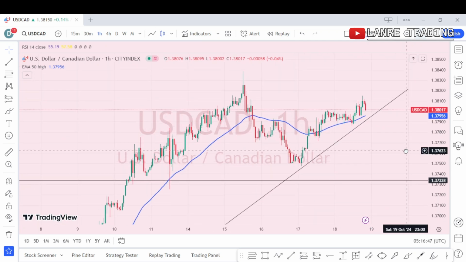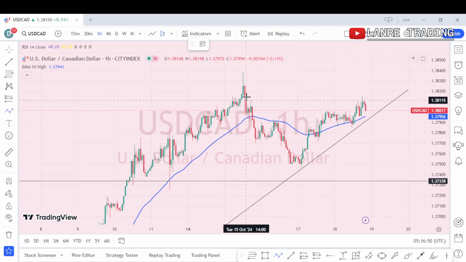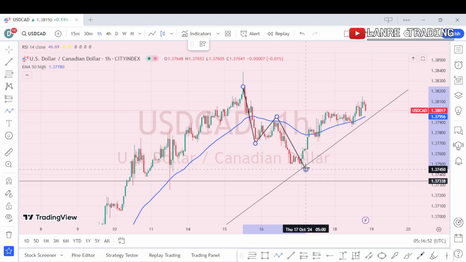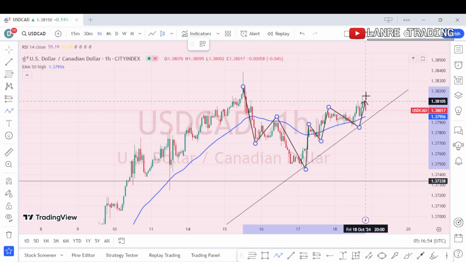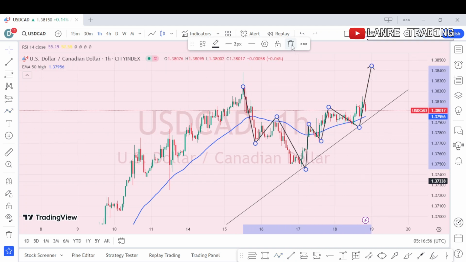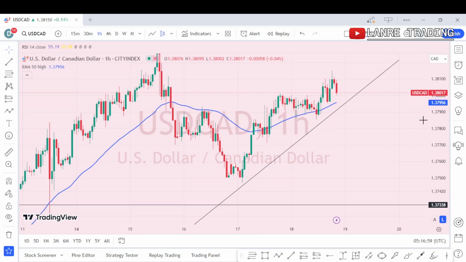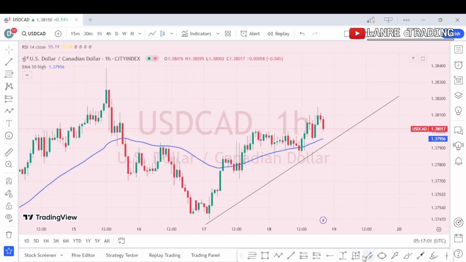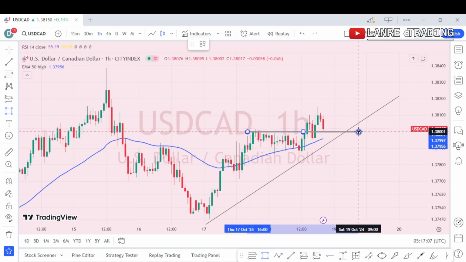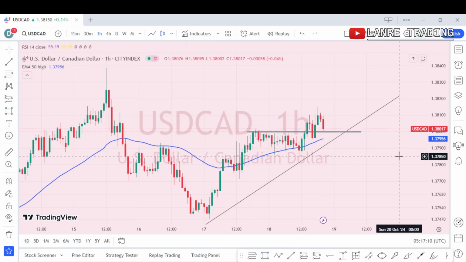On the 1 hour time frame, you see at this level price created an inverse head and shoulder pattern, just to continue its bullish trend. So for entry for this week, this is the entry right about here.